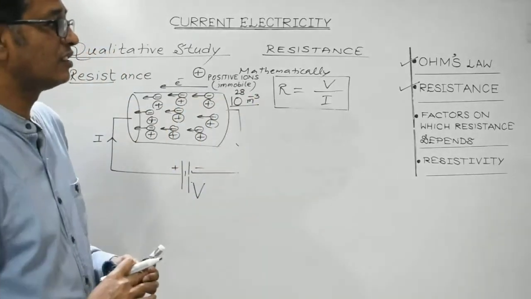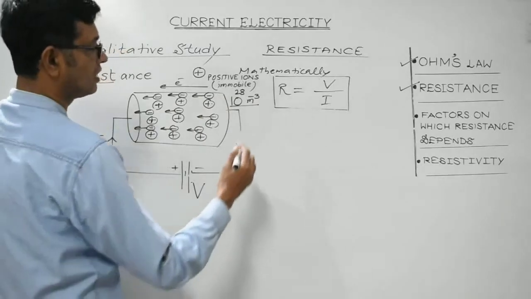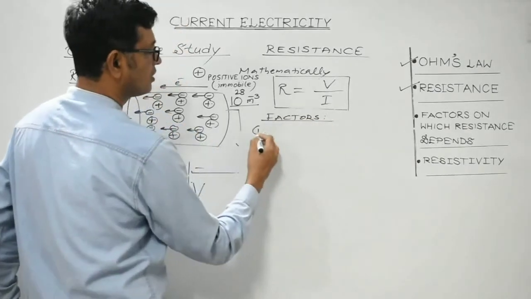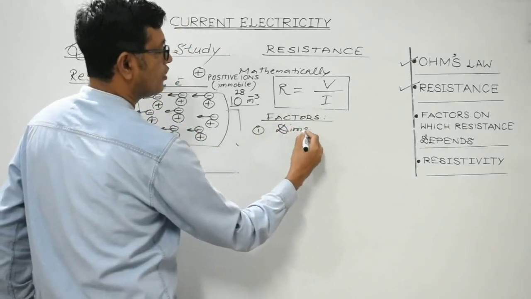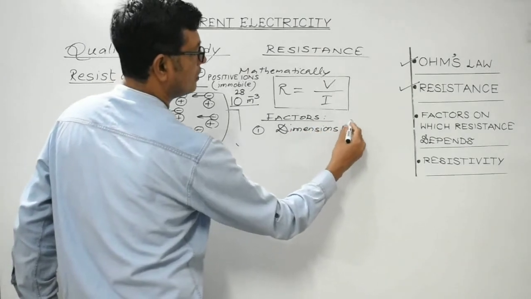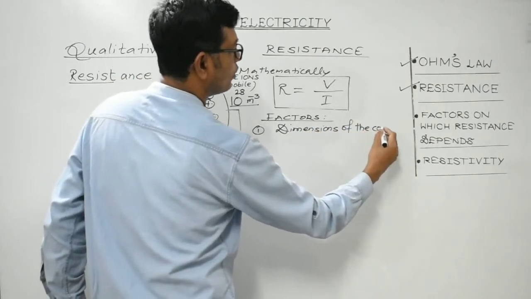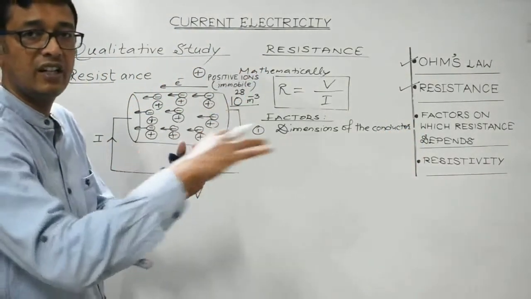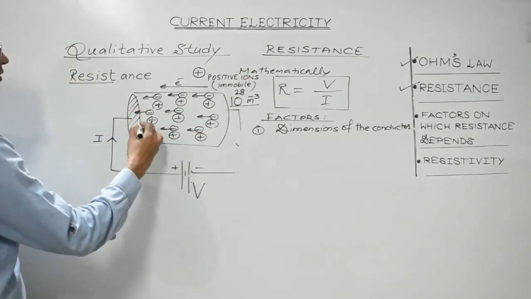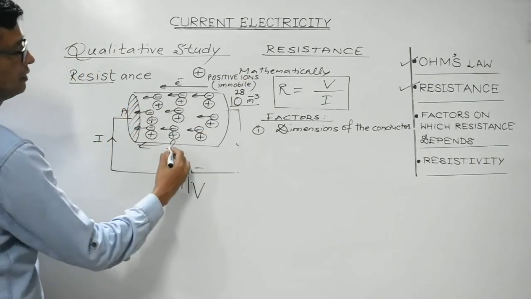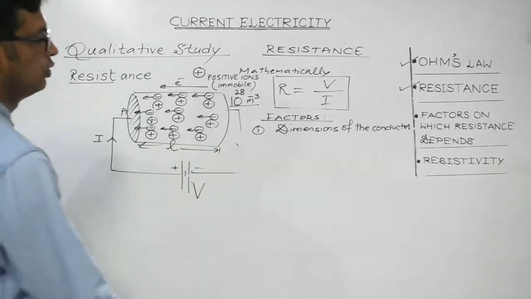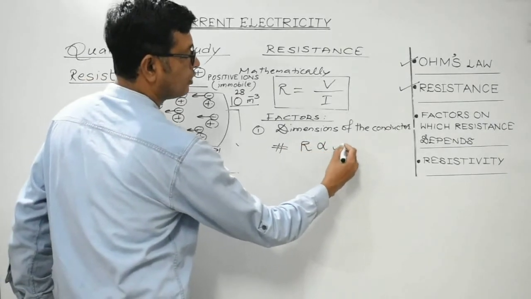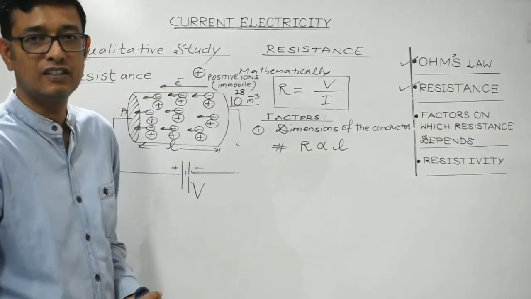So, factors on which resistance depends. First, it depends upon the dimensions of the conductor. Now, dimensions means I am talking about the cross-section area and the length. This is the cross-section area and this is the length. So, first and foremost, resistance is directly proportional to the length of the conductor.